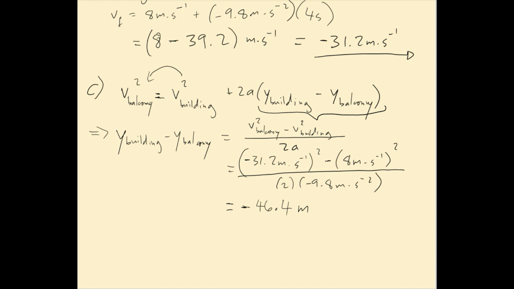So if I were to write this in words, I can say the balcony's position is 46.4 meters below the top of the building.